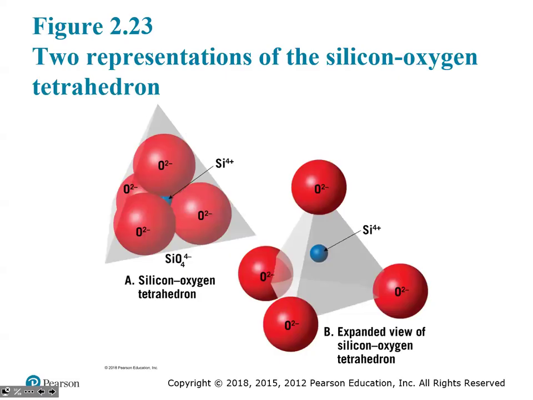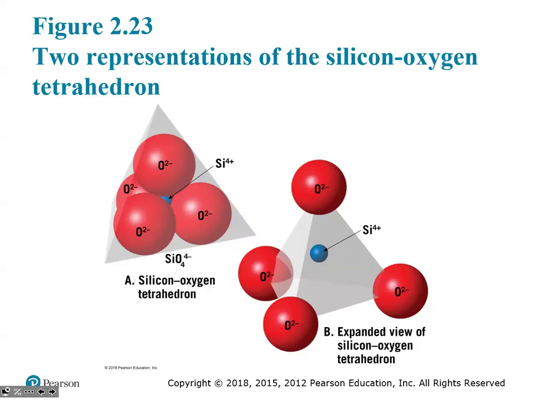So here's the silicon-oxygen tetrahedron. We have a silicon in the middle, surrounded by 4 oxygens. This is an expanded view, so you can sort of see what's going on. Silicon with 4 oxygens. Silicon is +4, each oxygen is -2, charge-wise, effectively.